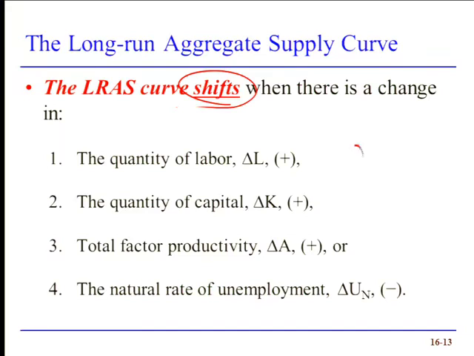And as you recall, the three variables that were in our production function were labor, capital, and total factor productivity. If we had increases in any of those variables, we would get an increase in potential economic output. So we need to consider that as a way of shifting the long-run aggregate supply curve.